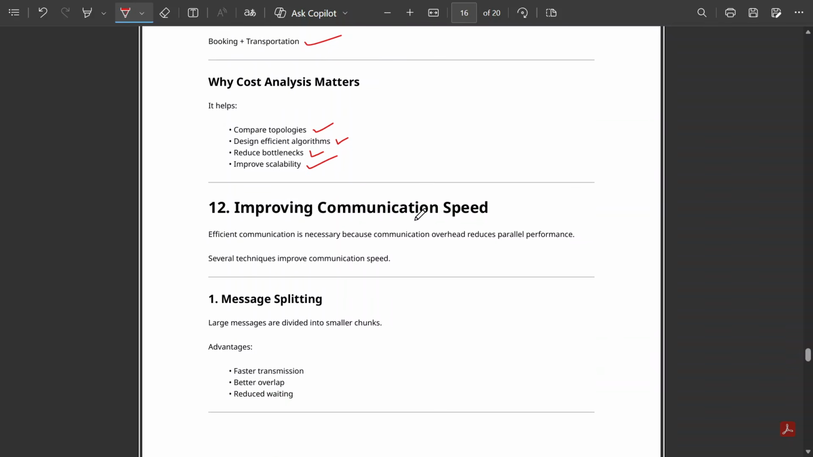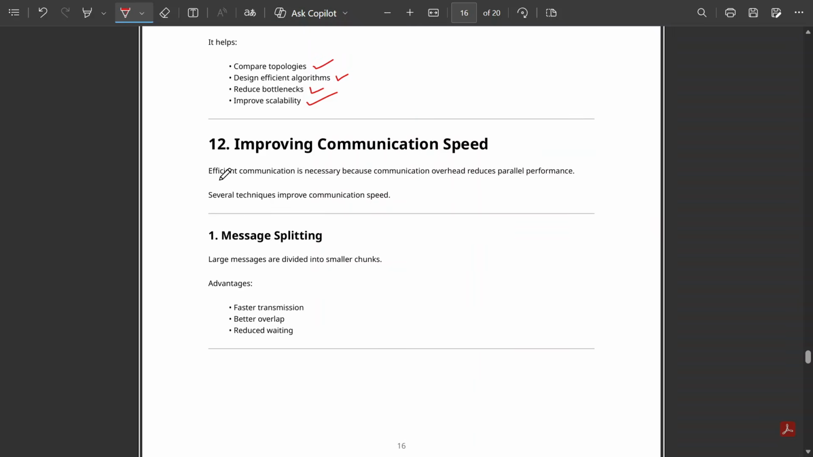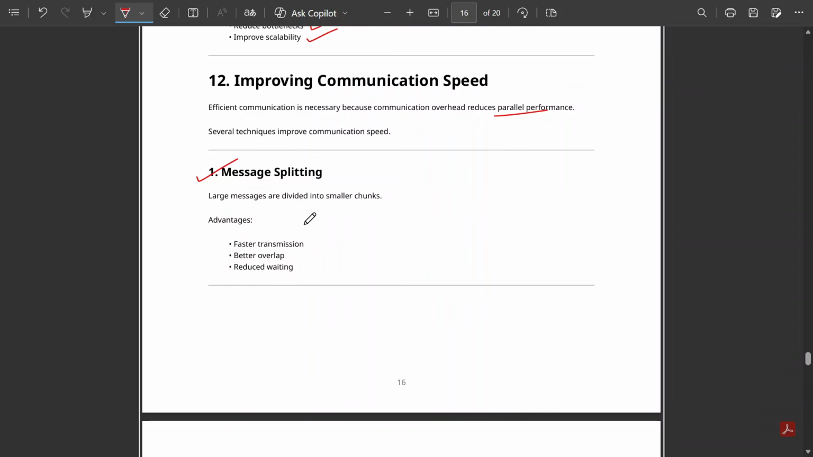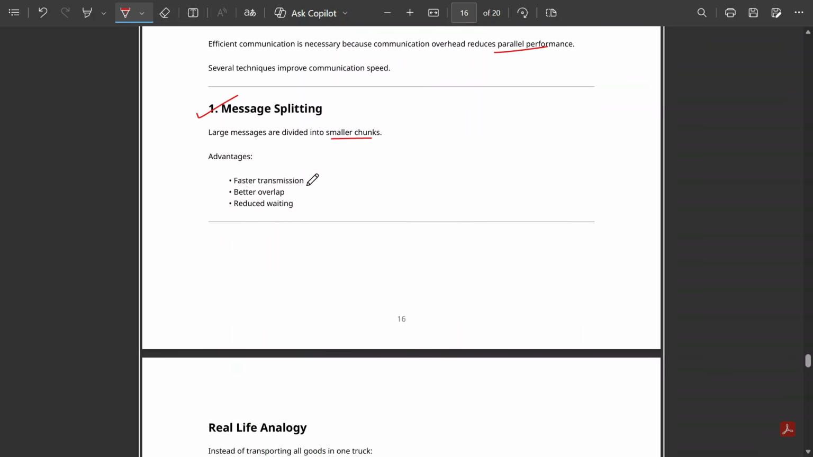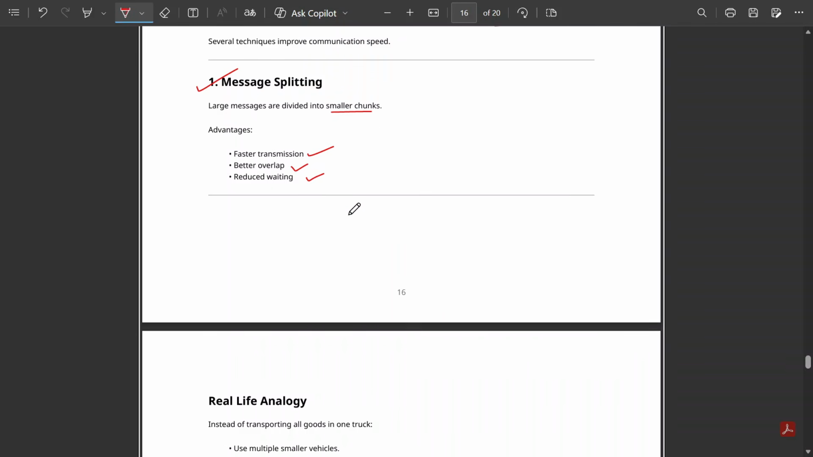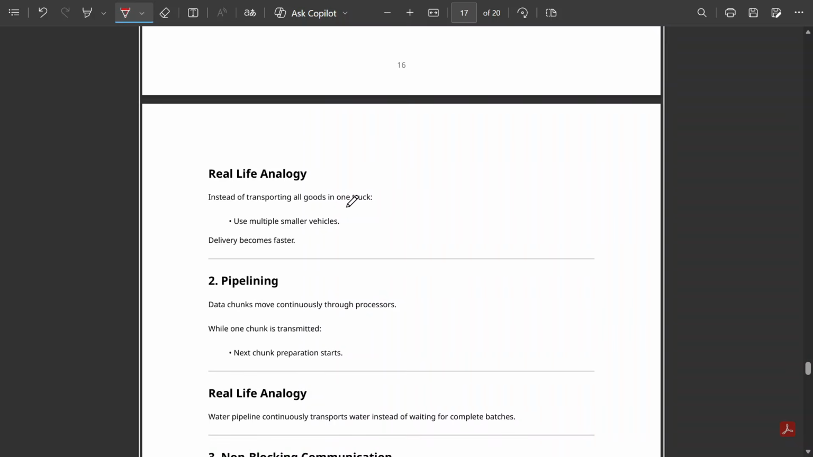Next, improving communication speed. Efficient communication is necessary because communication overhead reduces parallel performance, and there are several techniques to improve the communication speed between parallel computation processors. For messaging, the message is divided into small chunks. What is the advantage of this? For transmission, there is better overlapping and reduced waiting. One example: instead of transporting all goods in one truck, use multiple smaller vehicles. Delivery becomes faster.